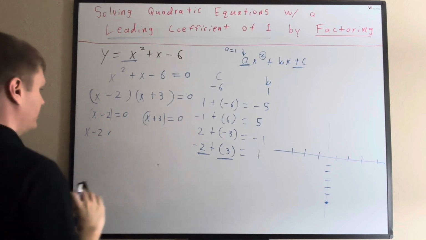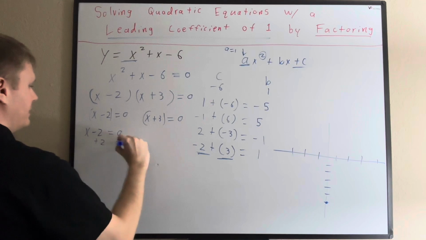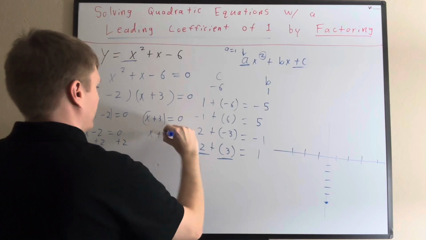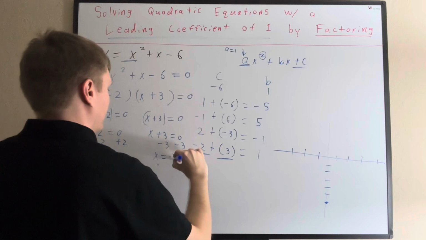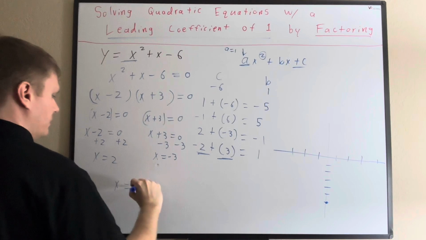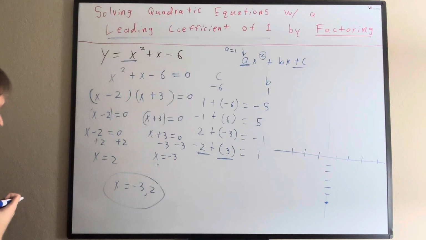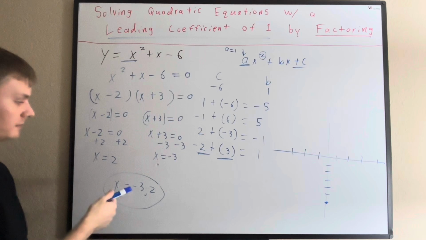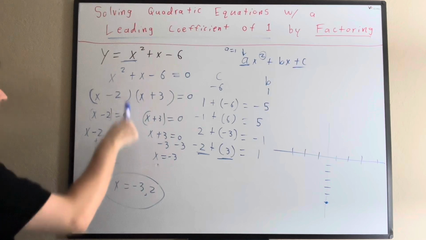So now we just solve for x just like any other problem, only it's really easy because we just have a 0 over here. So it's just add 2 to both sides and we get x equals 2, right? Subtract 3 from both sides, we get x equals -3. So the answer is x equals -3 and 2. When they're asking you to solve the quadratic equation by factoring, that's all they're asking you for.